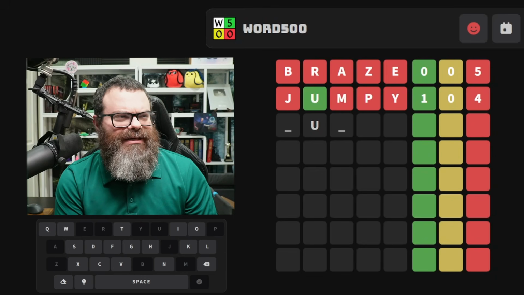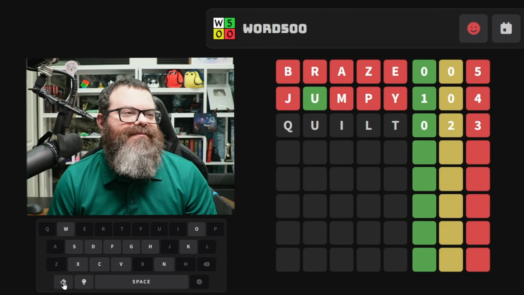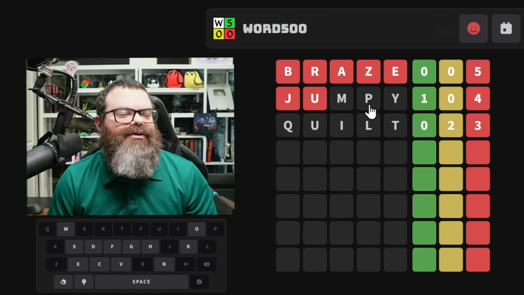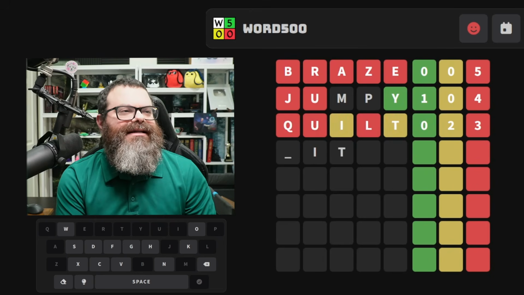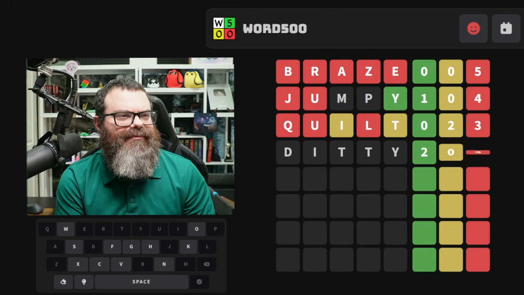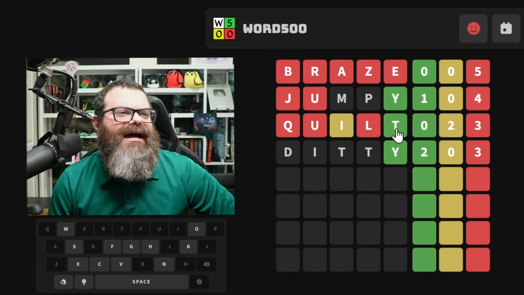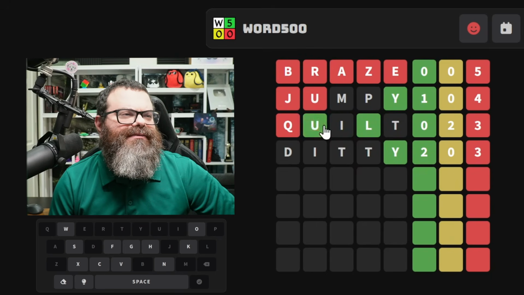So what do we do? Maybe like a U. We could do a QU word, like quilt. All right, so because we only have yellows here, we know that the U couldn't have been our green. So why don't we try ending in Y then? And then we have two yellows here. Maybe like the I and the T, because then we could do an ITTY word, like ditty. Two greens, so that could be the Y, but it would mean that the I and the T aren't both in.